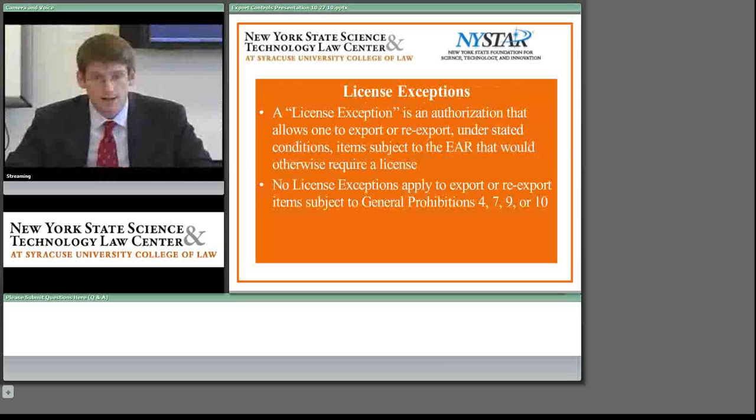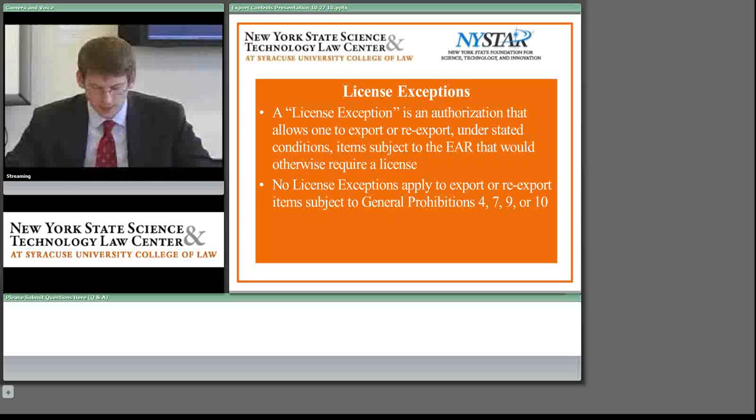A license exception is an authorization that allows one to export or re-export, under stated conditions, items subject to the EAR that would otherwise require a license under General Prohibitions 1, 2, 3, or 8, as indicated under one or more of the export control classification numbers in the CCL, and items subject to the EAR that would require a license based on the embargo policies described in Part 746 of the EAR.